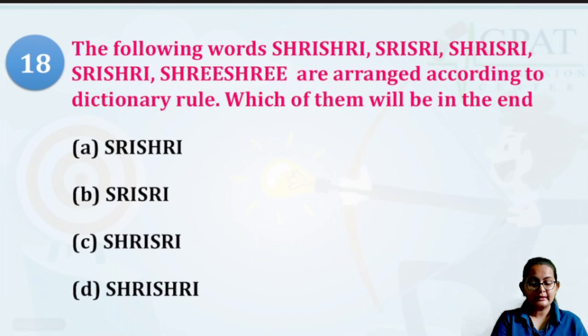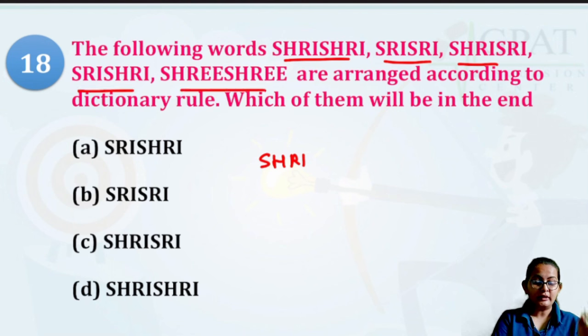Yes. Then question number 18. It says that there are the following words: Shri Shri, Sri Sri, Shri Sri, Sri Shri and Shri Shri. Now you have to arrange according to the dictionary rule and find which of the following words will come at the end. So you don't look at all the 5 words, just look at the options.